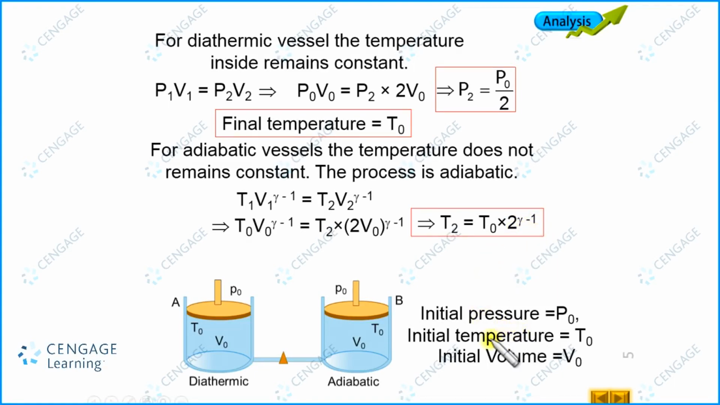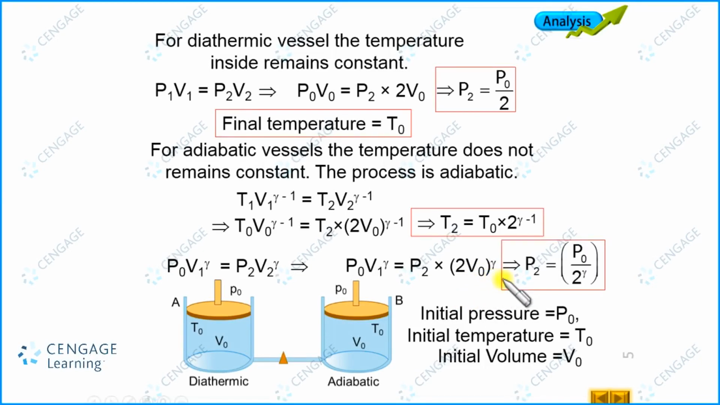Now we need to find the pressure. Again we can use the adiabatic equation. The adiabatic equation in terms of volume and pressure is PV to the power gamma equal to constant, and here we can write P0 V1 to the power gamma equal to P2 multiplied by V2 to the power gamma, right? And this we can substitute. This is V0 and this is 2V0. So we got the value of P2. P2 is equal to P naught divided by 2 to the power gamma. This is the final pressure.